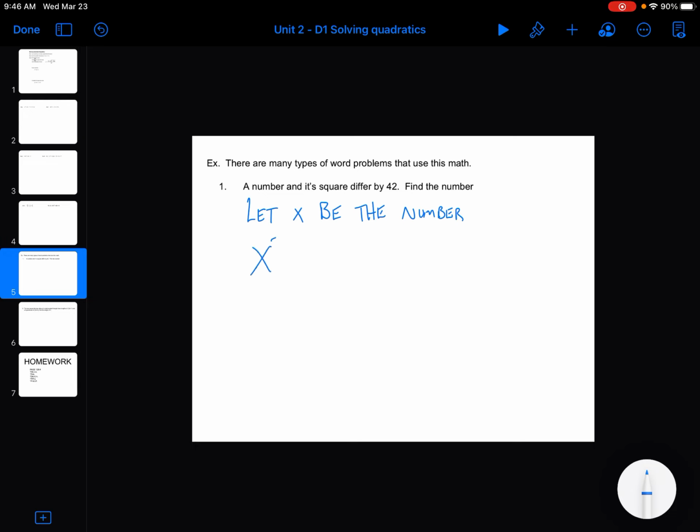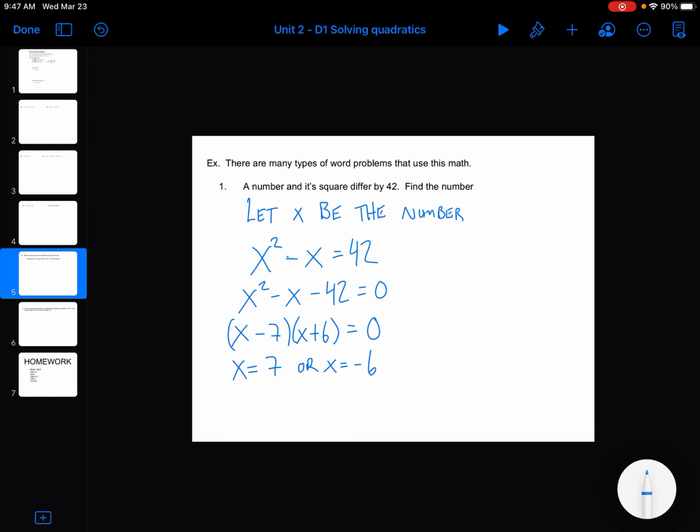Okay, we know that they differ by 42. So if I said x squared minus x, that should equal 42. The number and its square have to be different by 42. So if I subtract the number from its square, I should get 42. So then, if I bring that 42 over, we're going to get something like this. Then we can factor it. We get (x - 7)(x + 6) = 0, and then x equals 7 or x equals negative 6.